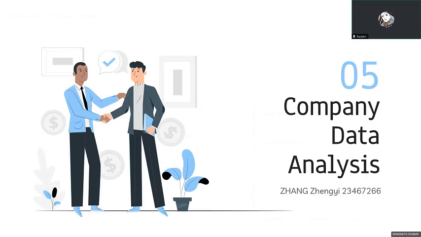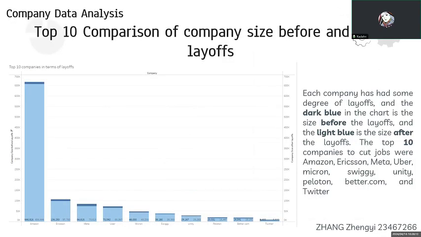Okay. The next section is about layoffs at various companies. First, from the figure below, we can see the size of the top 10 companies before and after layoffs. In the figure, dark blue represents the company size before layoffs, and light blue represents the company size after layoffs. We can easily see that Amazon ranks among the top 10 companies in terms of company size, both before and after layoffs.